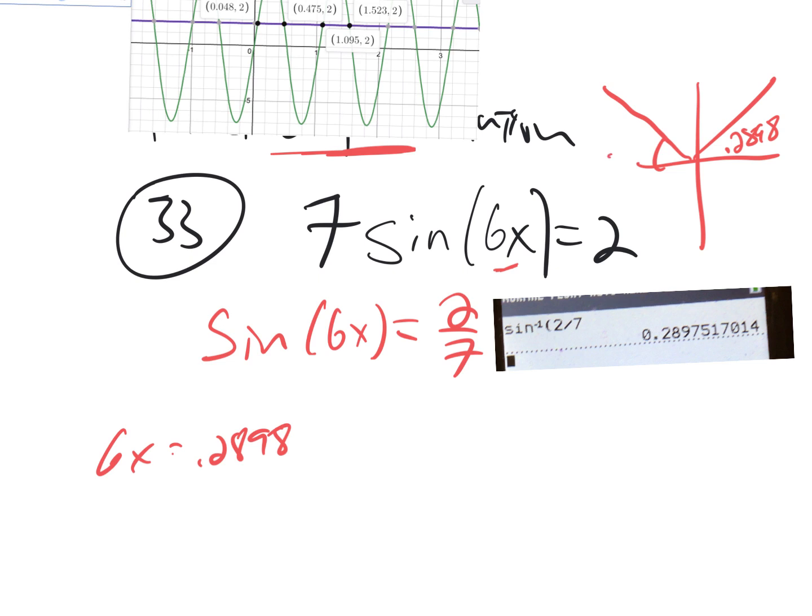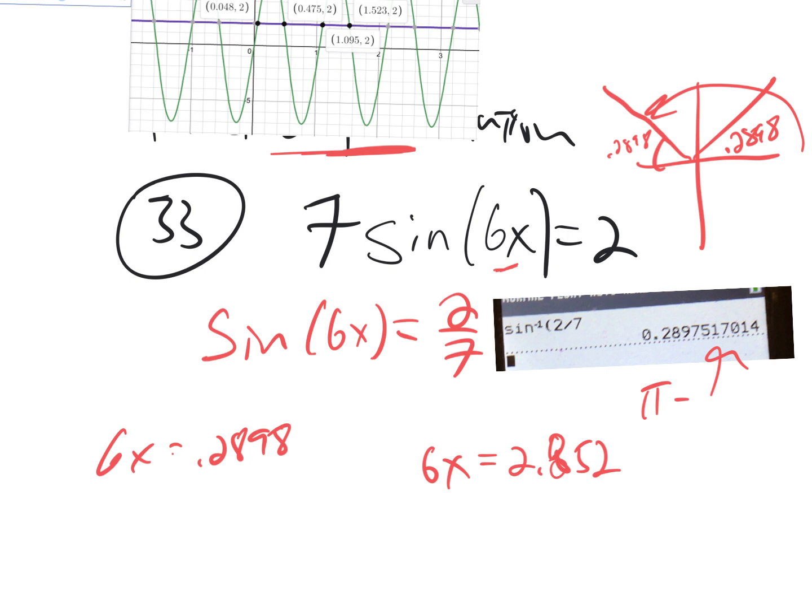So 0.2898. To get that answer, we're going to do pi minus that number, and I'm just going to do that off screen. Minus that answer, and I'm getting, so 6x is equal to 2.85. So that's the two angles so far, and that's on 2 pi.